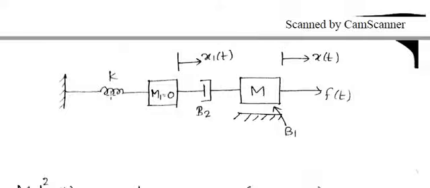because the meeting point of this spring and this dashpot is a node. As we don't have a mass element over there, we are assuming a mass element at the meeting point of K and B2. But since in reality such a mass element is not there, we have to consider the actual mass of this particular assumed element to be 0.